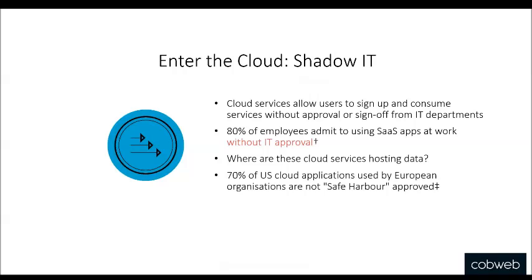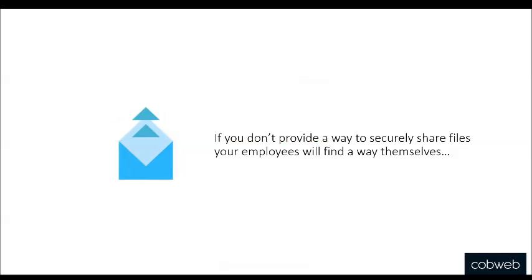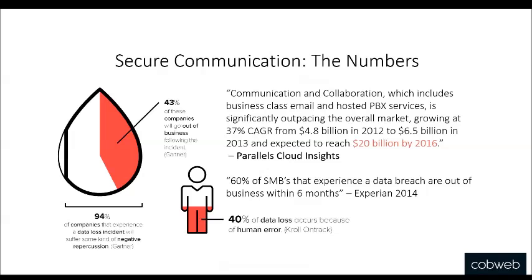So where are these services hosting data? Where is all this information stored? Over 70% of U.S. American cloud sharing applications used by employees and organizations over here in Europe do not fall under the Safe Harbor Agreement. Information shared using those platforms is available and accessible by the U.S. government and other authorities. So if you're not providing a way to securely allow employees to send large file attachments, rest assured your employees will find their own way to do that. And again, that poses a significant risk to your business.